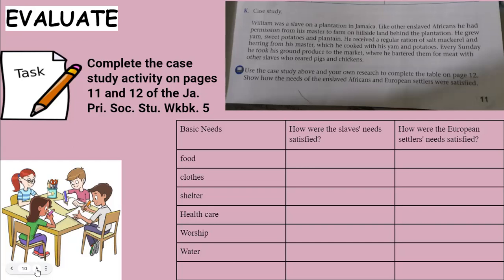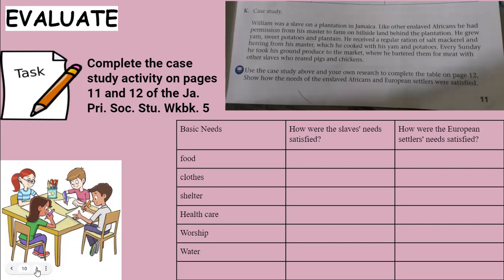Now, you are going to use the case study above and your own research to complete the table on page 12 or the table below. You are going to show how the needs of the enslaved Africans and European settlers were satisfied. So you're going to draw the table in your book: basic needs, and how were the slave needs satisfied? You're going to say food, and tell how this need was satisfied. Clothes, you're going to say how that need was satisfied.